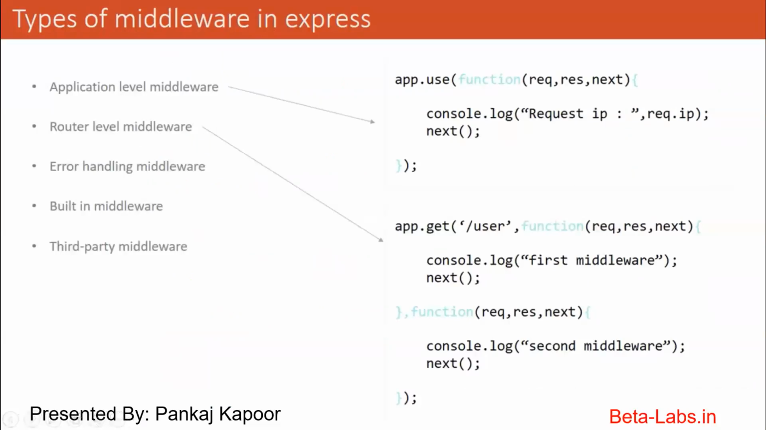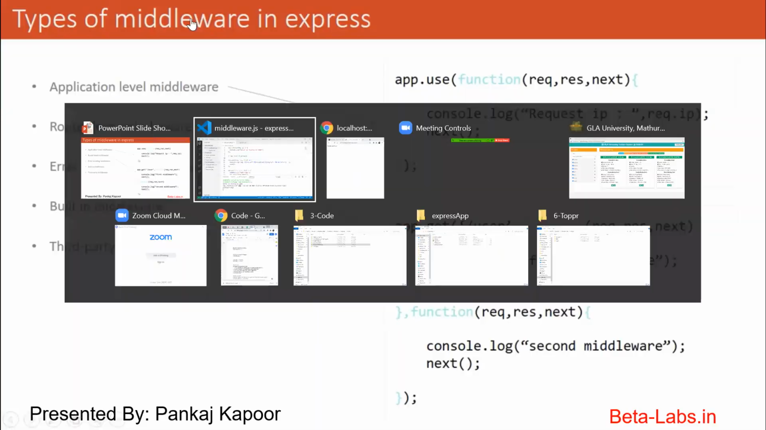Now, because we have not studied routing till now, and there is a router in every routing, we can also discuss route level middleware here. Now, what is route level middleware? Route level middleware are those middleware that work for a specific route. Now, how can it work? So let's see the code.